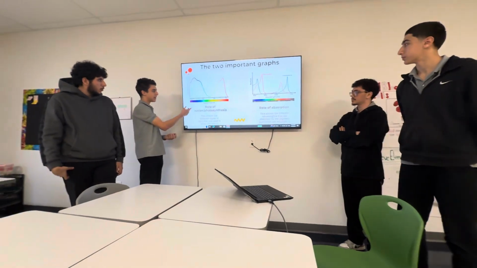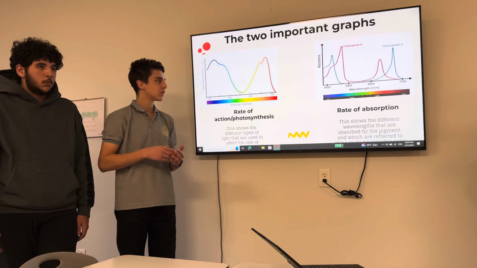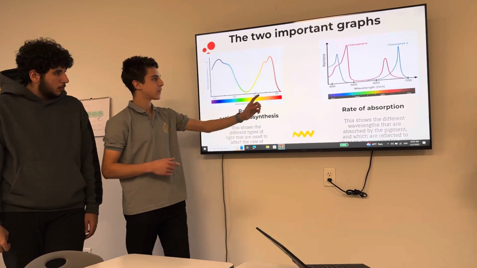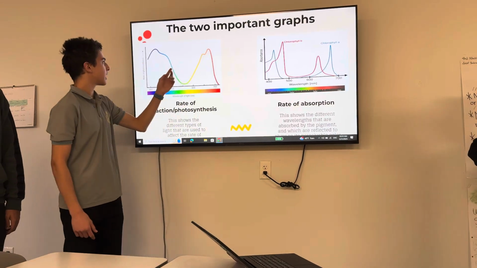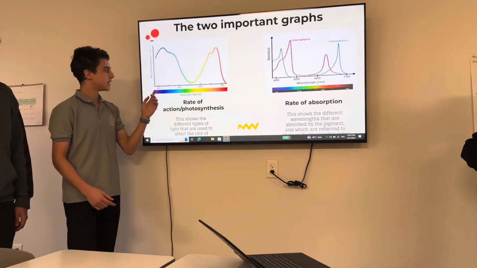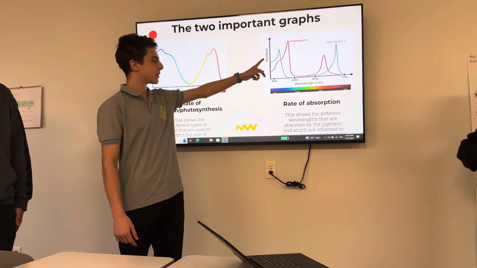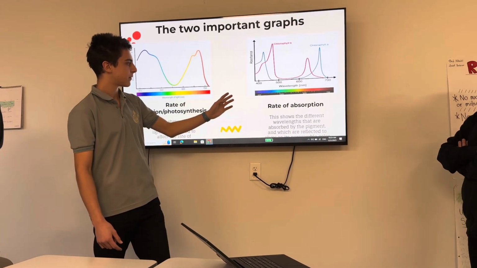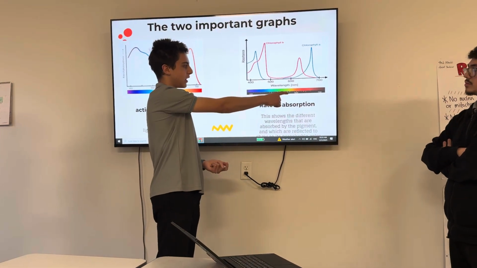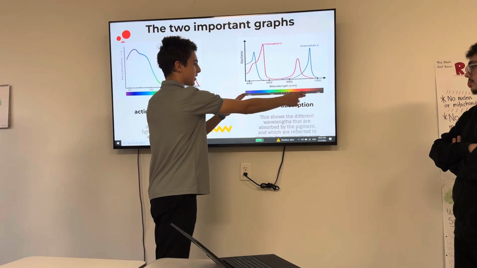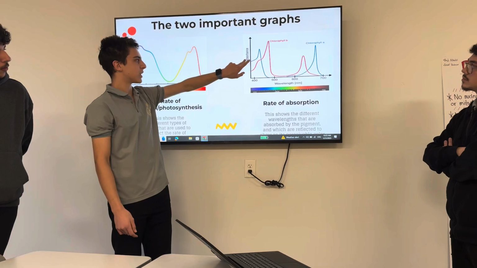Pigments basically do the same thing. We're going to take an example in both these graphs. Chlorophyll A and chlorophyll B. Let's start with this one. This is the rate of absorbance. On this scale of color, like we said, from 400 to 700 nanometers, this is our scale of visible light. This measures absorption.